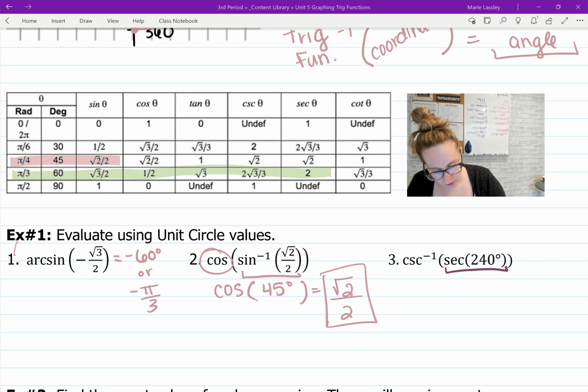All right, so this is then going to be -2, because we have to make it negative since it's in quadrant 3. So the secant value of 240 is -2.